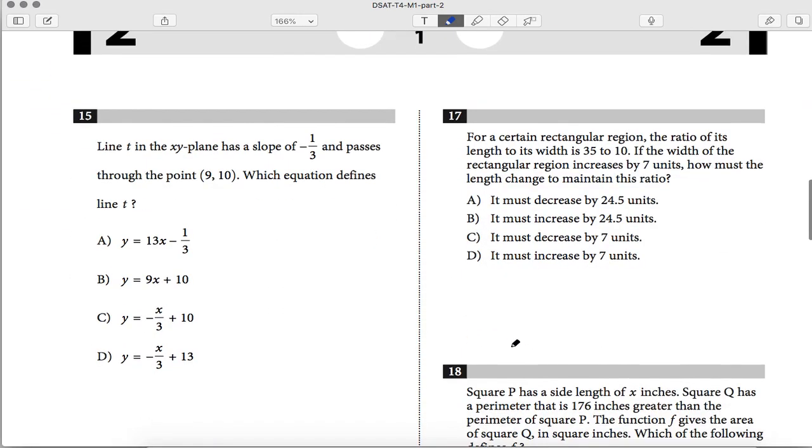We move to the next one. Number 15. Line T in the xy plane has a slope of negative 1 over 3. This is the slope, and it passes through this point, 9, 10. Which equation defines line T?